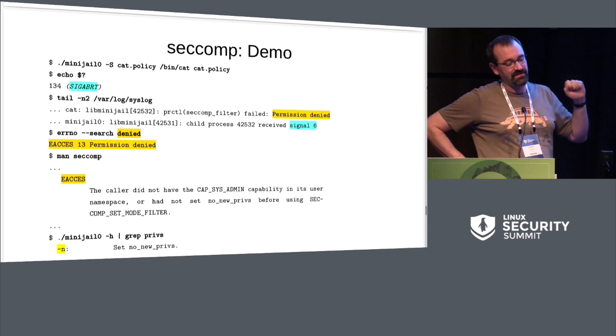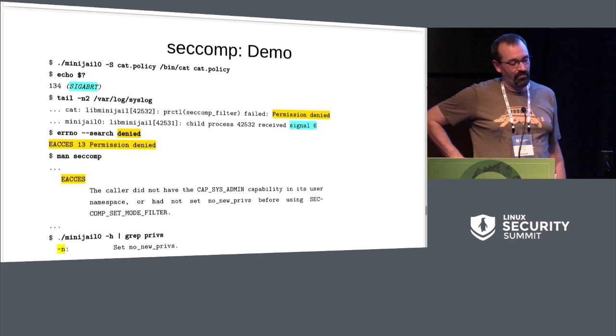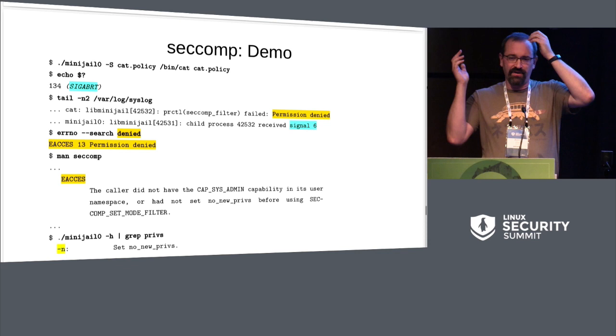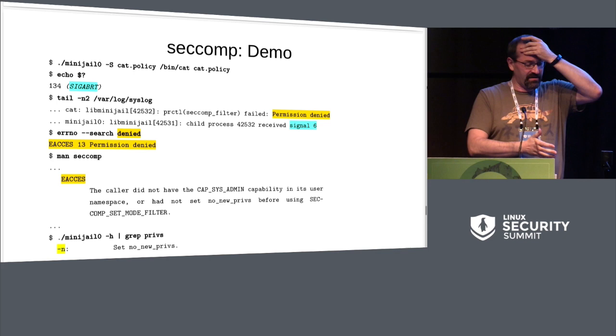And this fails immediately. OK, I got a SIGABRT out of it. Why? You go look at syslog, because that's where MiniJail puts its information, and it says permission denied. What error code is that? Let's go look at the man page for seccomp. The error EACCES says I need to be CAP_SYS_ADMIN or set no new privs. Well, I'm not CAP_SYS_ADMIN here.